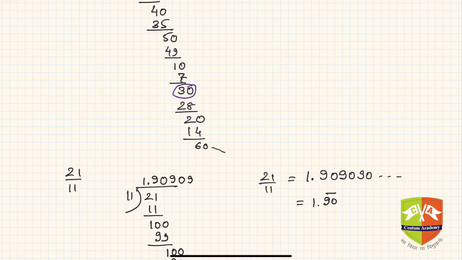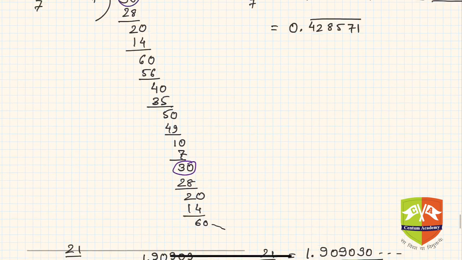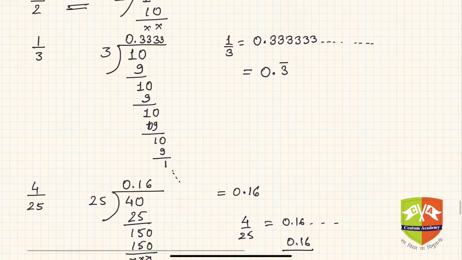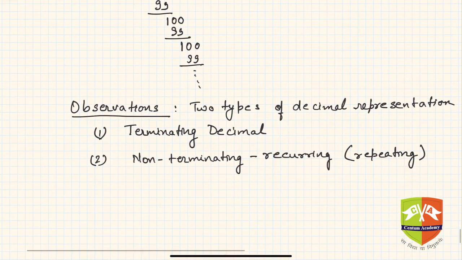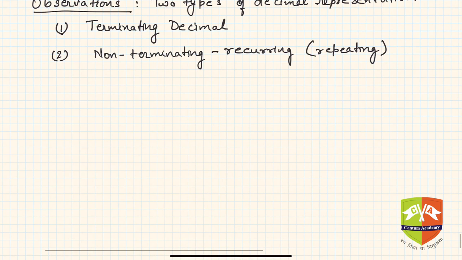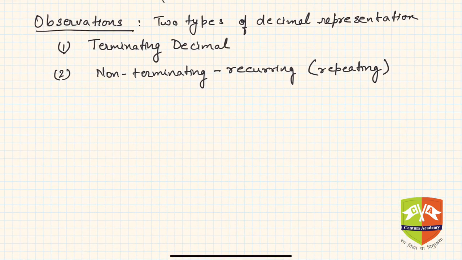Similarly here, it is 1.909090, like that. Similarly, 1 by 3 was 0.333333, keeps on repeating. So there is a repetition, right? So what do we observe? There are two types of decimal representation. Either it will be terminating or it will be non-terminating recurring.